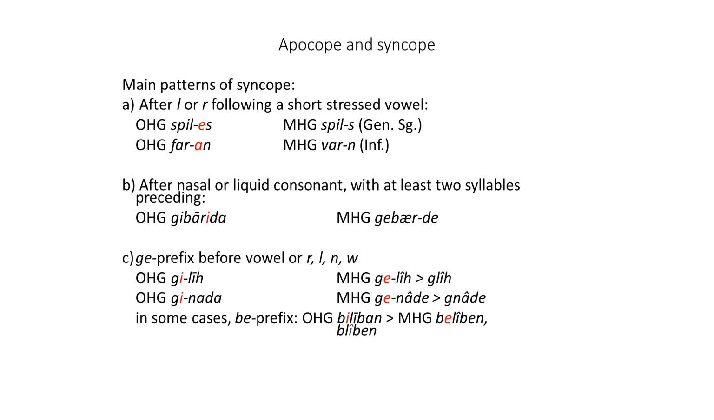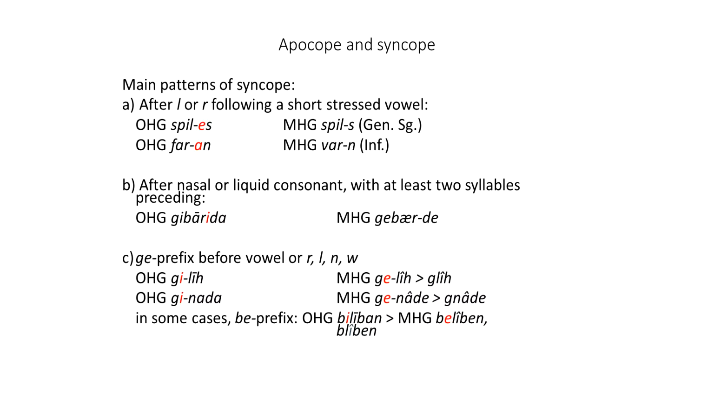Secondly, in tri- and polysyllabics with a long root syllable, and especially after liquid or nasal. Old High German gibardida, Middle High German giberde. And thirdly, with the prefix ge, or Old High German ge, before a vowel and before R, L, N, or W. Old High German gleich, Middle High German gleich. Old High German gnada, Middle High German gnade. This also rarely happens with be, Old High German be. Old High German belieben, Middle High German belieben.